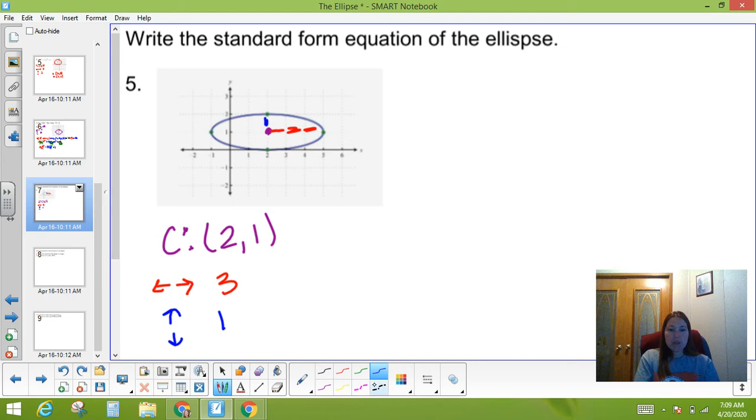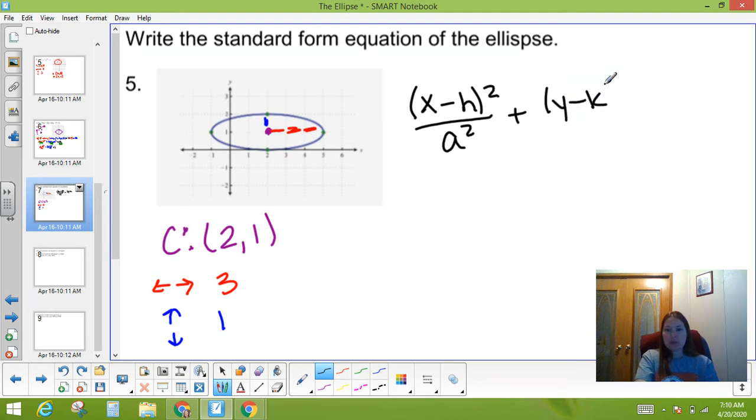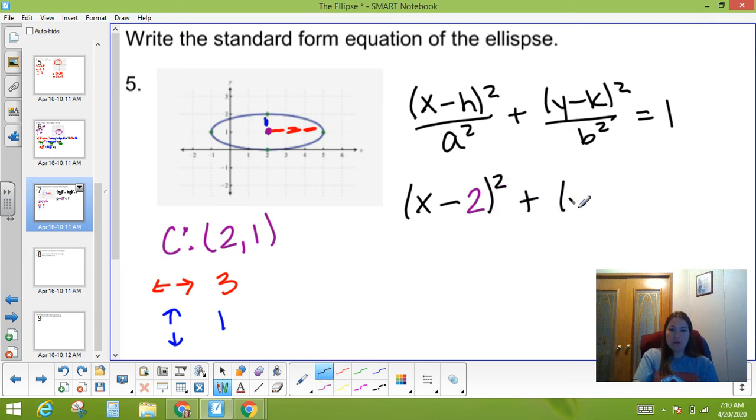All right, so to write the function, you're going to have x minus h squared over, I'm just going to say a squared because it doesn't really matter. In this case, it would be though. And then y minus k squared over b squared is equal to 1. So you are plugging in x minus 2. And then over here, you want y minus 1. Those numbers come from your center.